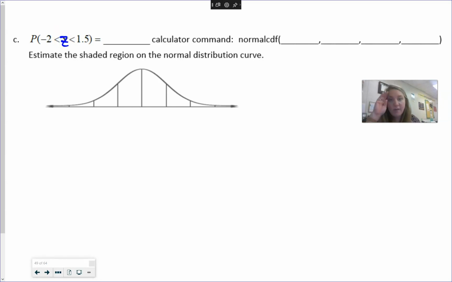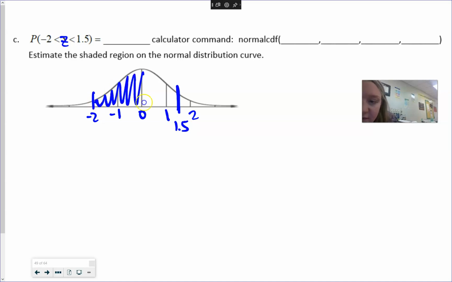Okay, so now what's the probability of getting a z-score between -2 and a positive 1.5? All right, so here's 0, -1, -2, that's nice. And then a positive 1.5, that's about right here, right? So what's the probability of getting a z-score in between those two?